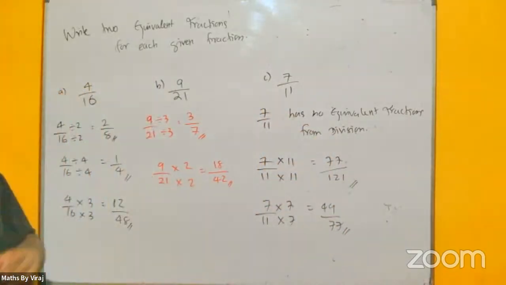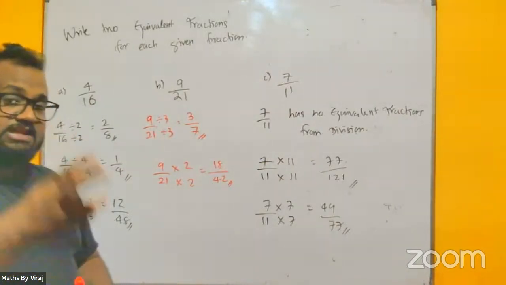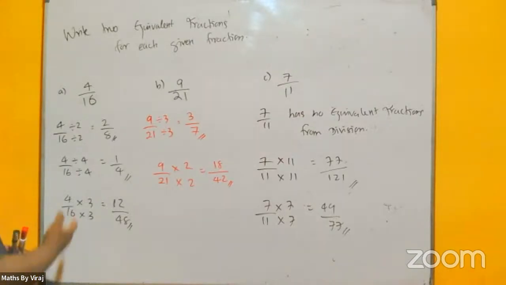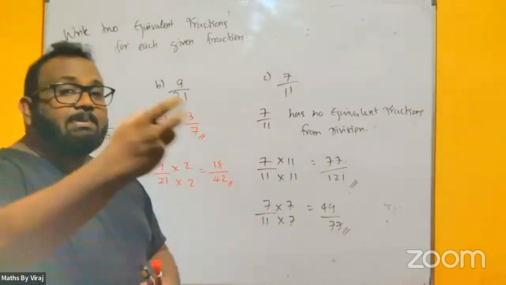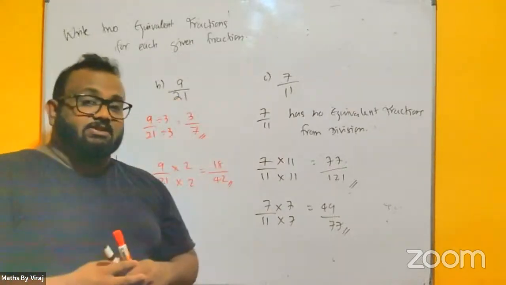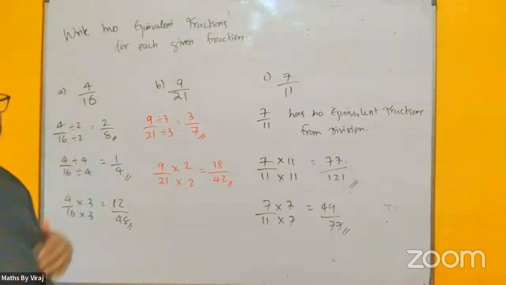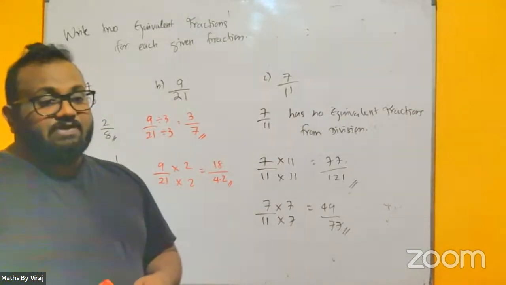In instances like 4 upon 16, using only division, here I can divide by 2, here I can divide by 4. We think that only by multiplication we can have equivalent fractions. Evidently, you see that I can divide these using different numbers and get different answers. Both are gotten by division, but different answers, and both fractions qualify to be equivalent fractions.